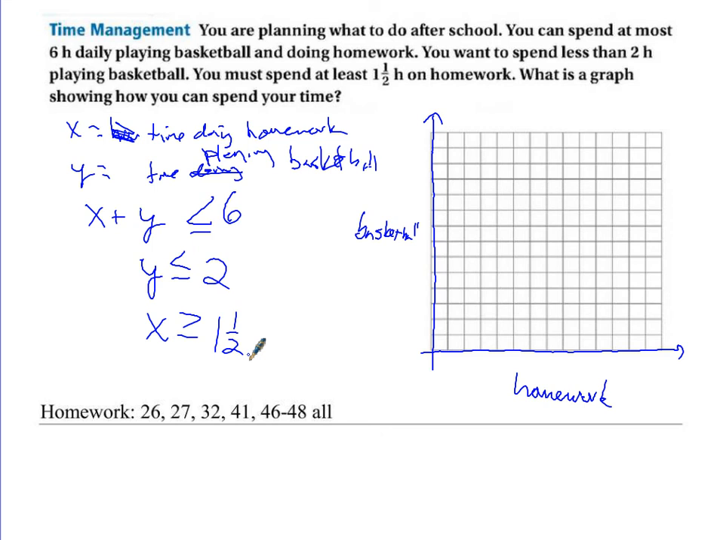What is a graph showing how you can spend your time? We can do that. That's no big deal. X plus Y is less than or equal to 6. How could I graph that? You could subtract X from both sides, put it in slope-intercept form. If I do that, what do I get?